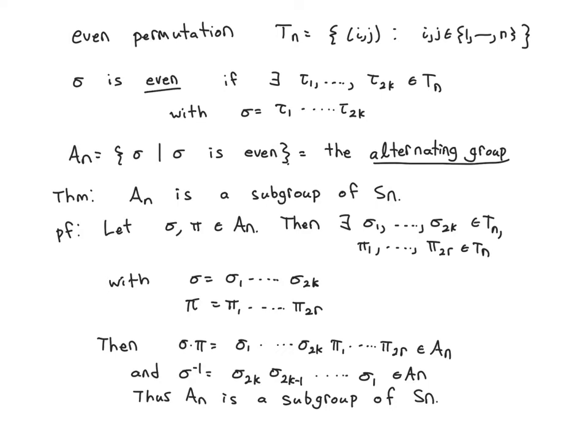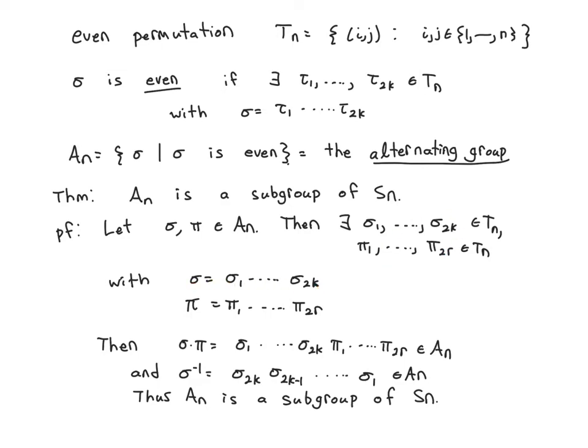And so there's the answer to our question. It turns out to be a subgroup, and we can prove later that it actually has exactly half the elements in the symmetric group. So, here's the proof that it's a subgroup. Let sigma and pi be two elements in this set. What does that mean? Well, by definition, it means that you can write sigma as a product of an even number of transpositions, and you can write pi as a product of an even number of transpositions. In other words, there exist sigma 1 through sigma 2k, pi 1 through pi 2r, all transpositions.